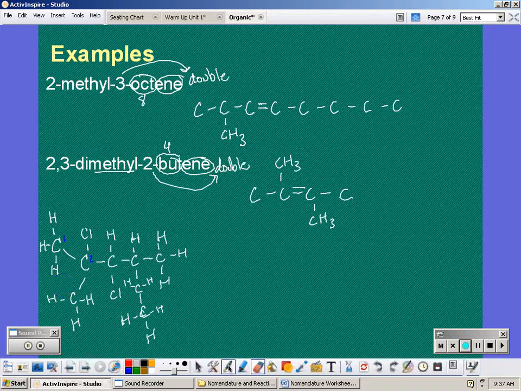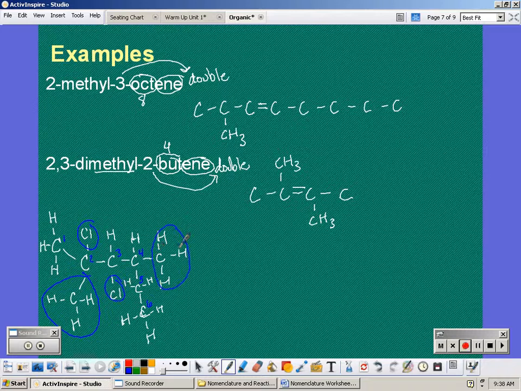1, 2, 3, 4, and then I can turn again. So I could go 5, or I could keep going down. Well, going down is going to give me 2 more carbons as opposed to 1, so we're going to go down here. 5, 6. So the longest chain of carbons that I have is 6. However, I want to make sure that my 4 side groups, here's another one, are on the lowest numbered carbons.